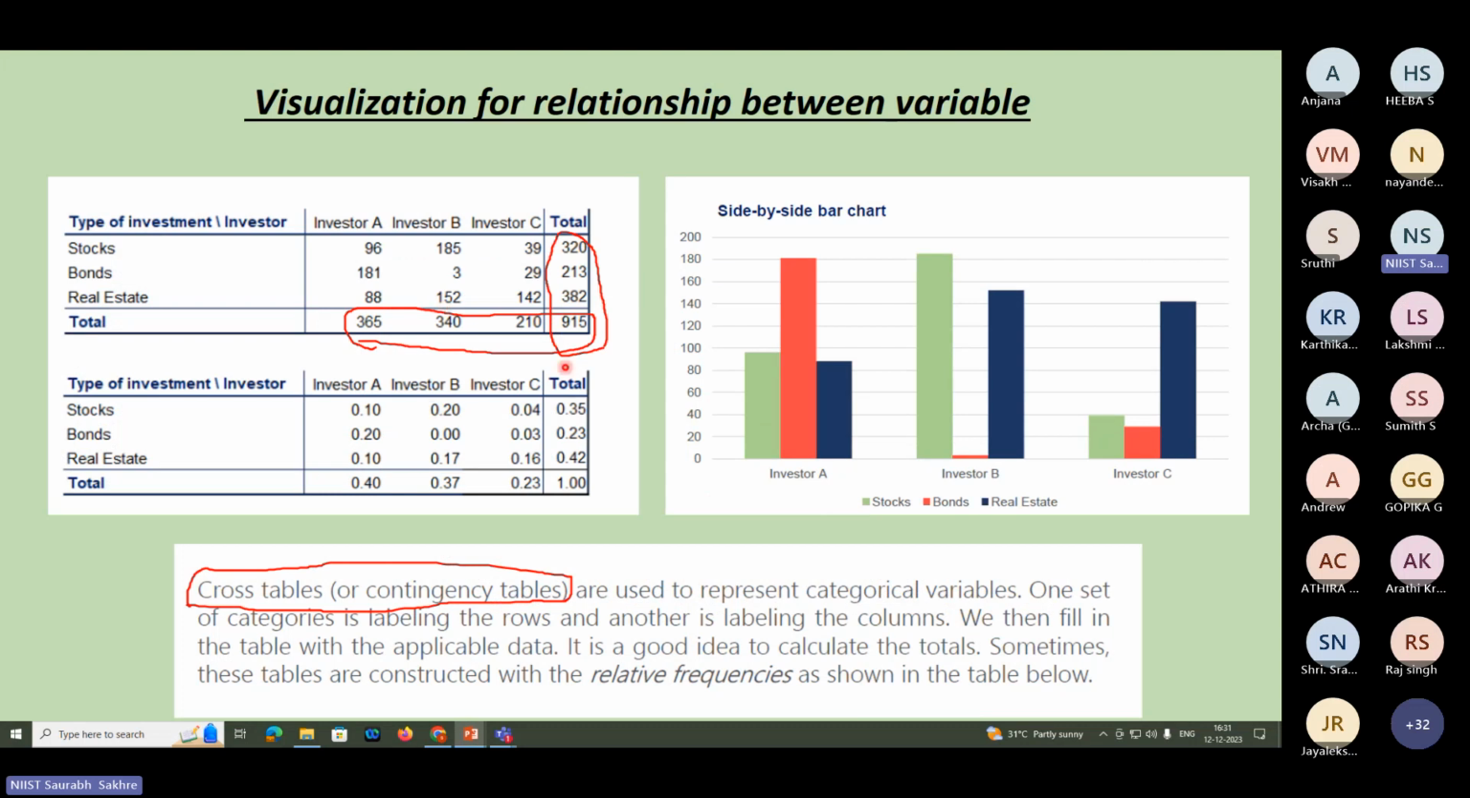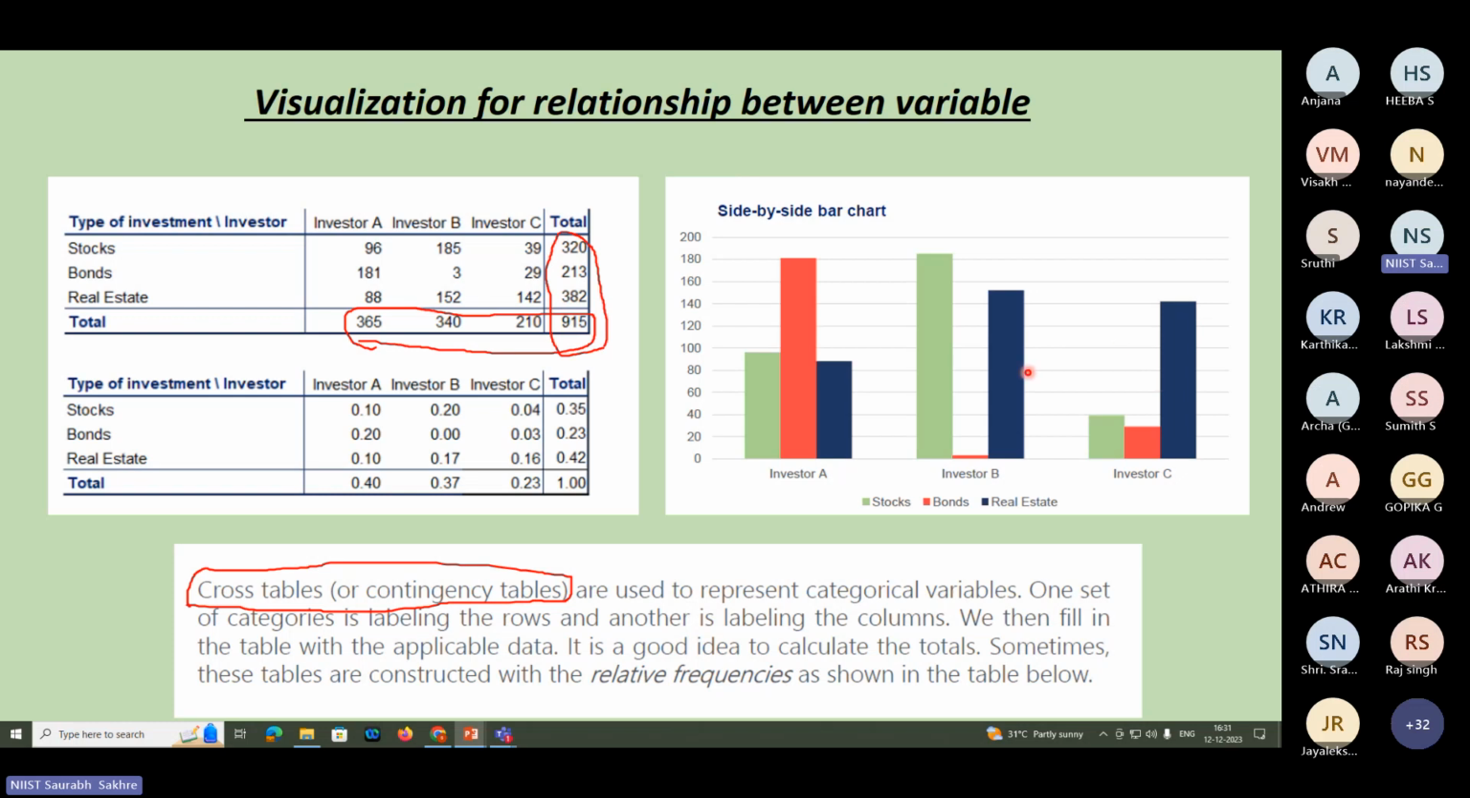In actuality, this kind of table is very useful when you are dealing with a large set of data and there are more interdependent variables. In this kind of case, we make a side by side chart. So here you can see investor A, somewhere around 96, so it is here. Then B, then C. Then stocks, bonds, real estate, stock, bond, real estate. Like that, we make a side by side bar chart.